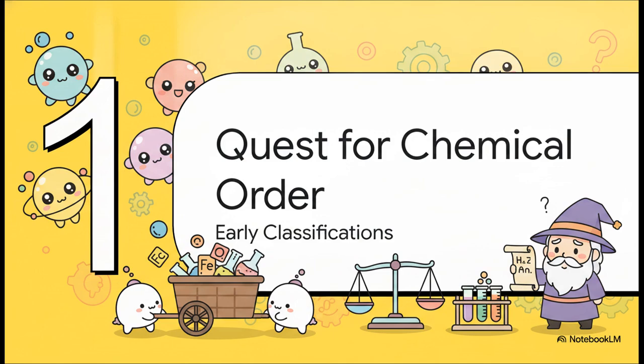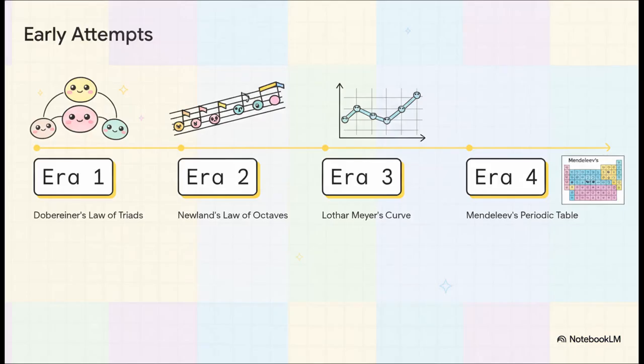Early Classifications. We can actually trace this incredible chronological journey of discovery. It started with Dobereiner's early triads, where the middle element's mass averaged the other two. Then we got Newland's musical octaves, through Meyer's graphical curve, and finally to Mendeleev's absolute breakthrough. It took decades of serious trial and error to get it right.